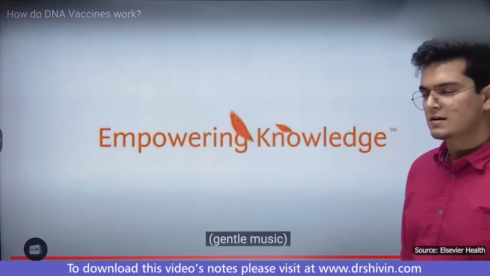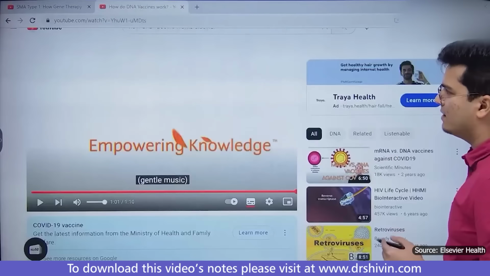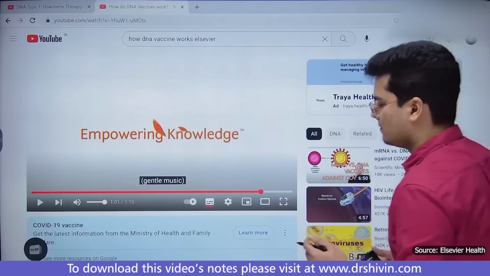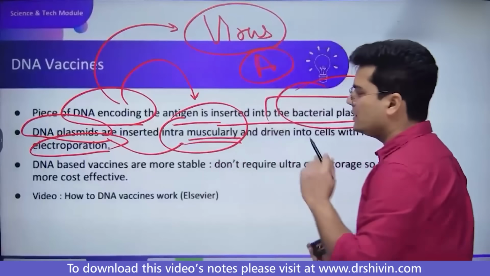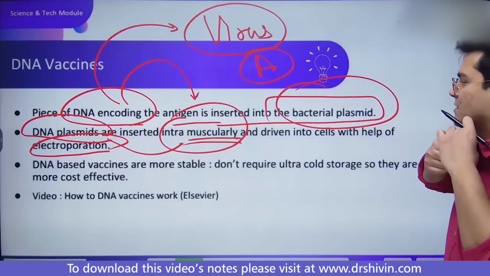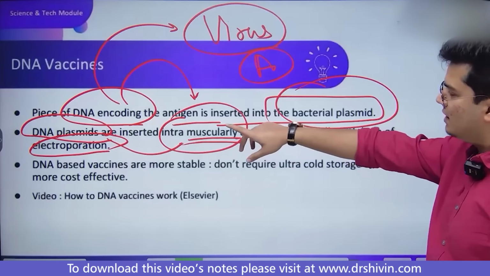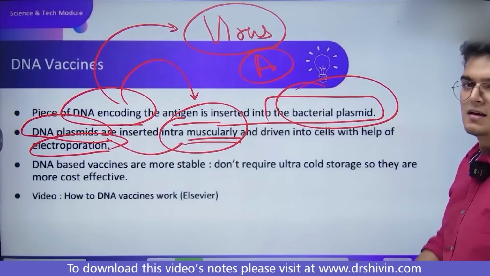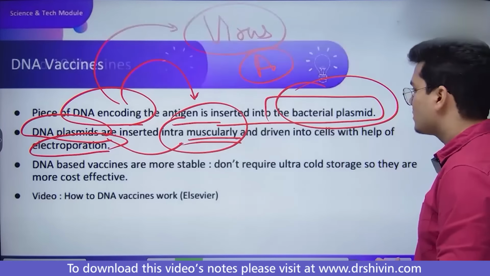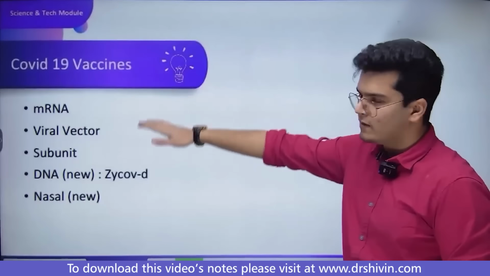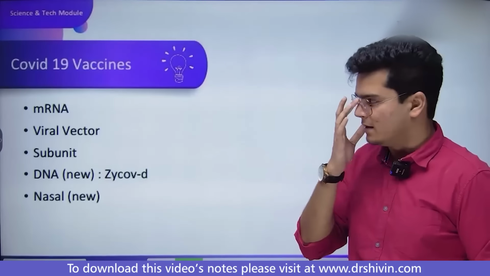So I hope it is clear. It was fairly simple. What we had read, it said the same thing here, right? So this is DNA vaccine: taking the DNA, encoding the antigen in the bacterial plasmid. All right. Now we have to see COVID-19 vaccines, how they are made.